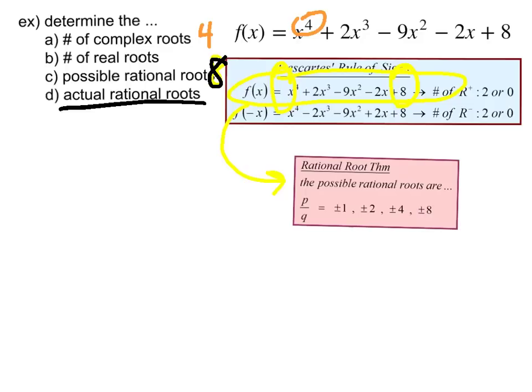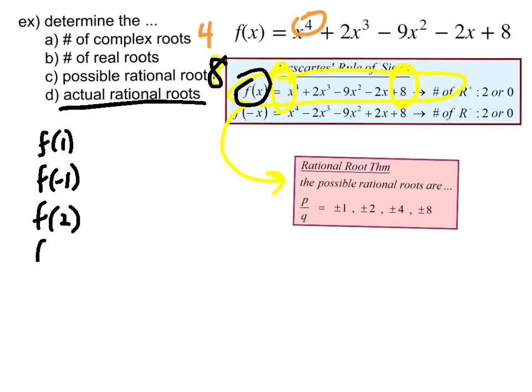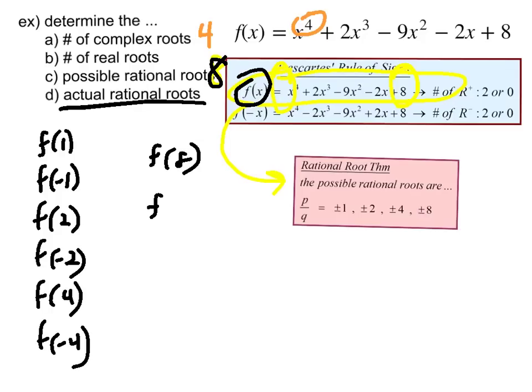Well, what we want to do there is we're going to take our f of x here, and we need to figure out what is f of 1, what is f of negative 1, what is f of 2, what is f of negative 2, what is f of 4, what is f of negative 4, and of course, let's not forget about 8 and negative 8.